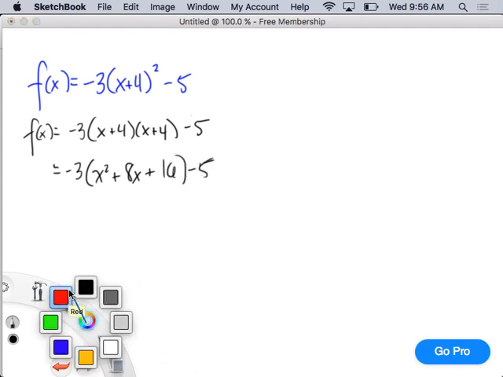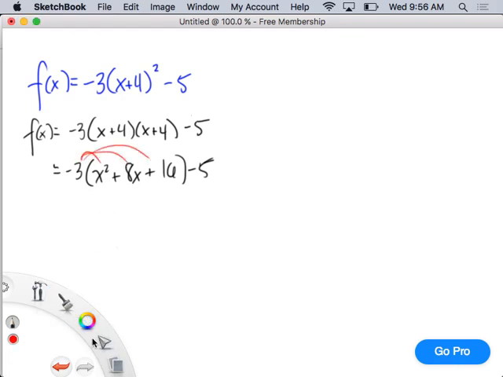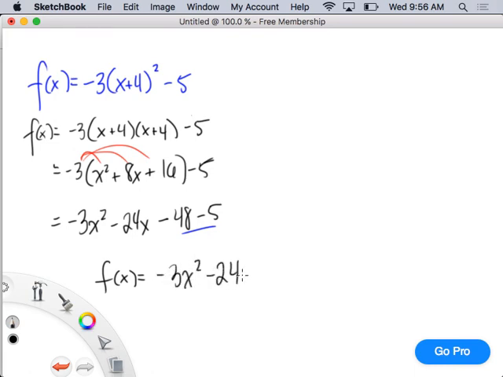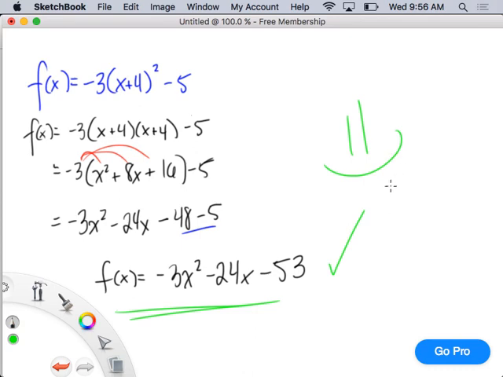And I go ahead and distribute that in. I get negative 3x squared minus 24x, minus 3 times 16 is 48, minus 5 at the end. Then all I have to do is combine like terms. I end up with f of x equals negative 3x squared minus 24x minus 48 minus 5 is minus 53. And I have got my final answer, and I'm so happy. Woohoo, hooray, spiky hair. Got it?